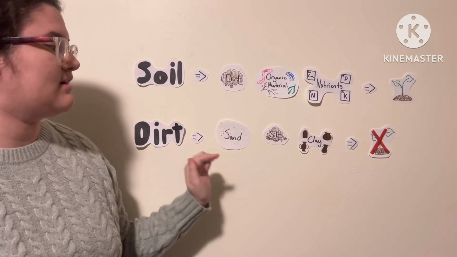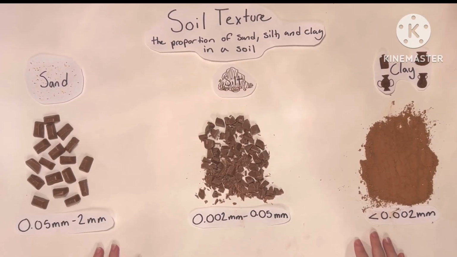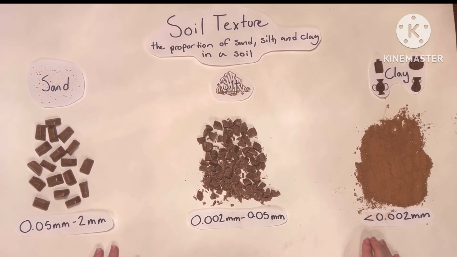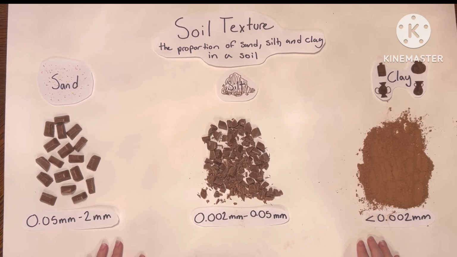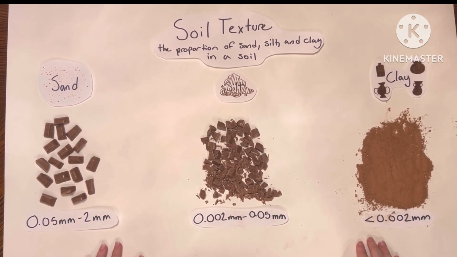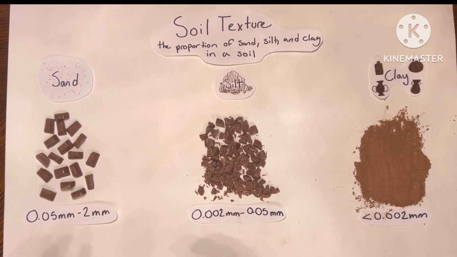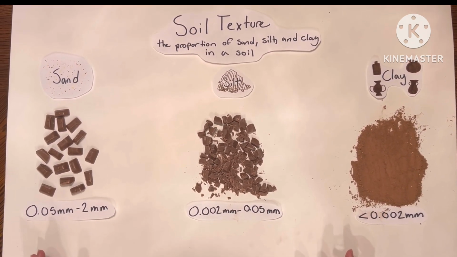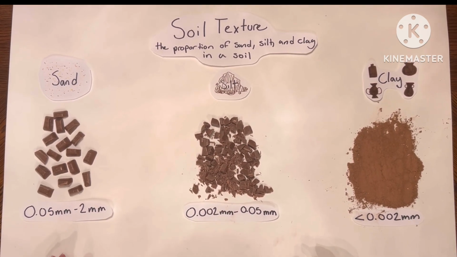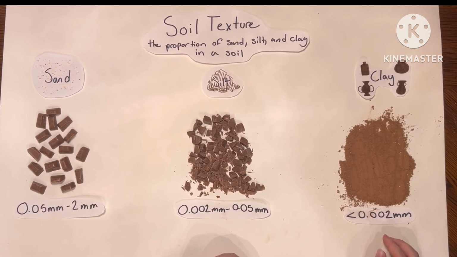Dirt, on the other hand, is a mixture of sand, silt, and clay, which have no ability to support plant life. That's not to say that the dirt within soil isn't important. Soil texture plays a large role in determining if that soil is able to sustain life. Each one is a different particle size, with sand at the largest, then silt, and finally clay. The bigger the particle is, the less densely packed they can be, giving it a lower water holding capacity, or how long the soil is able to hold on to water. On the other hand, smaller particles are densely packed, giving the soil a high water holding capacity.